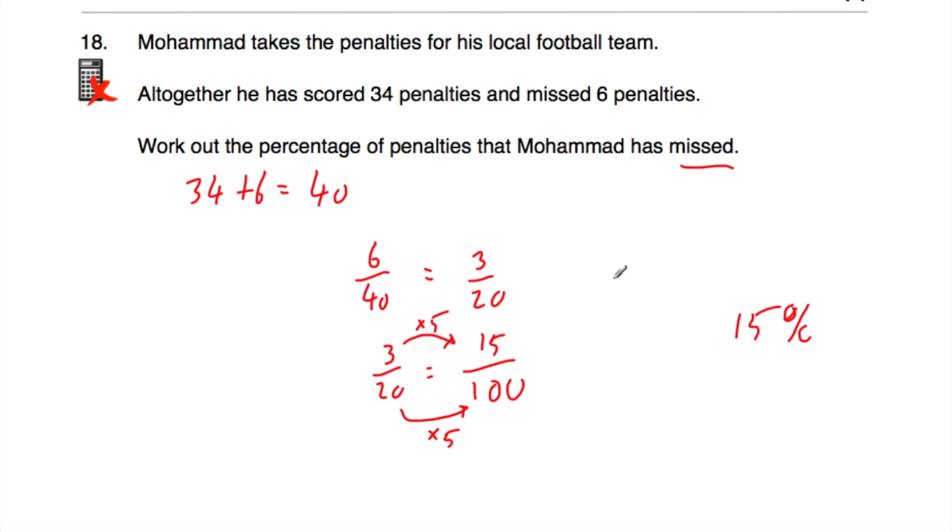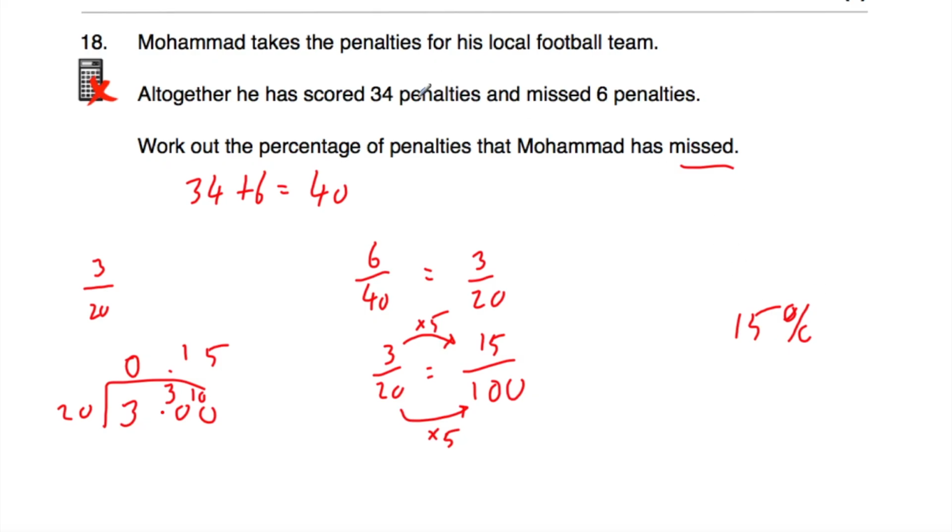And that's it. Alternatively, when we got to 3/20ths, we could change that fraction to a decimal. We could do 3 divided by 20. How many 20s go into 3? 0 remainder 3. How many 20s go into 30? That's 1 remainder 10. And how many 20s go into 100? That's 5. So that means that 3/20ths is 0.15, which is 15%. So Mohammed missed 15% of the penalties.